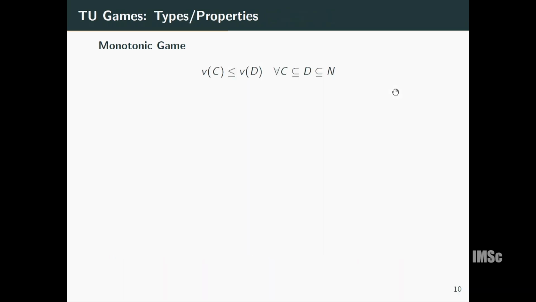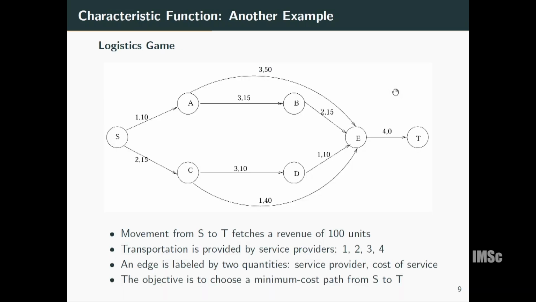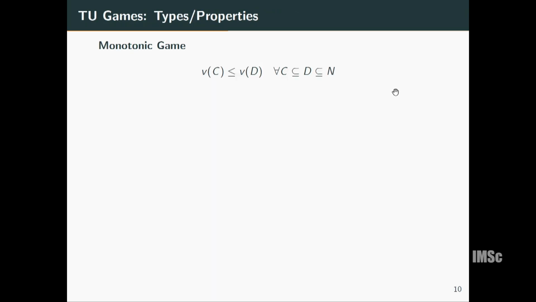Okay. So before doing that, I want to basically tell one of the important properties of the TU game. Okay, two properties actually. One property is called the monotonic game. What is a monotonic game? Monotonic game is basically saying if you make more people cooperate with each other, then the value function can only increase.